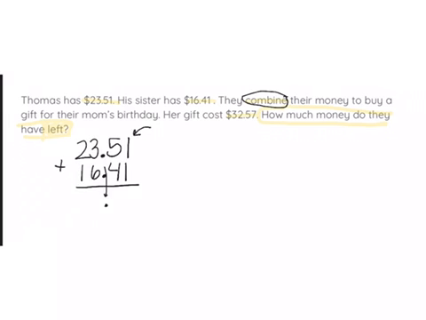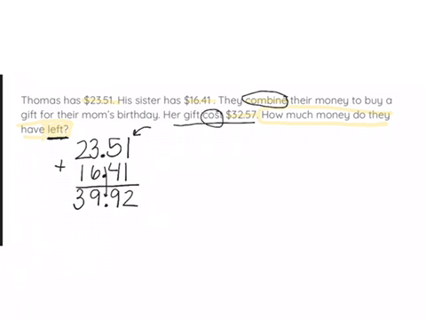Whenever we add again, we always start with the smallest place value in case we ever need to regroup. So 1 plus 1 equals 2, 5 plus 4 equals 9, 6 plus 3 equals 9, and 2 plus 1 equals 3. So that means that Thomas and his sister had a total of $39.92. Then it tells you that her gift cost $32.57. And I want to know how much money is left.